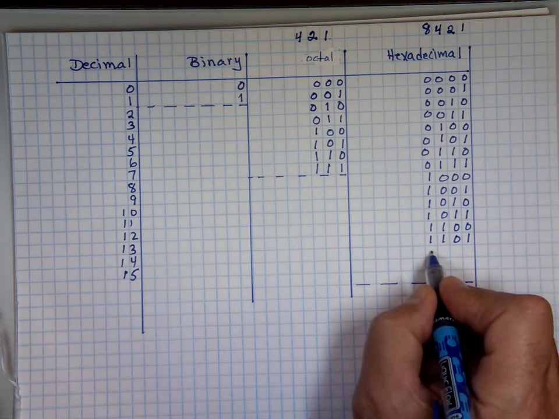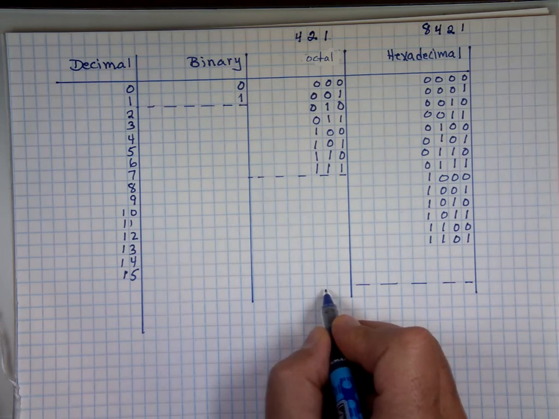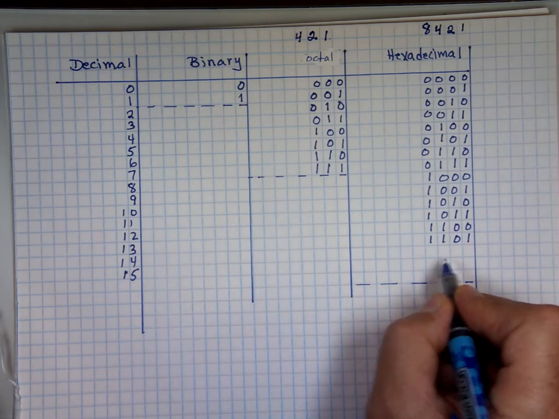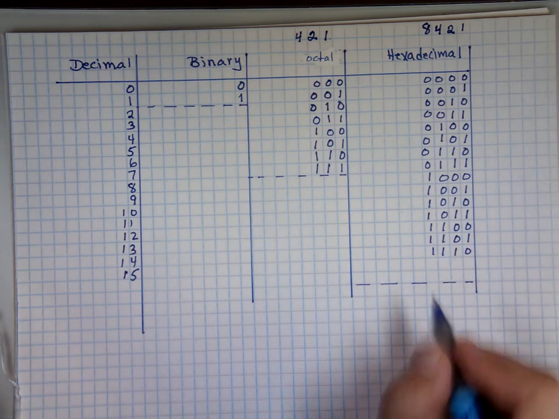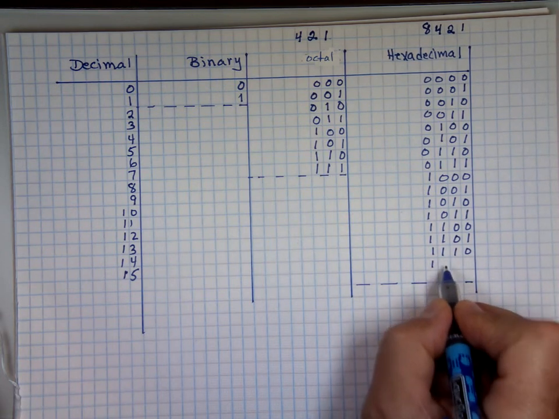Am I off track here? Looks like I'm missing one maybe. You highlighted one line too far down. I did? Yeah. And the 15 is 1, 1, 1, 1. Yes, thank you.